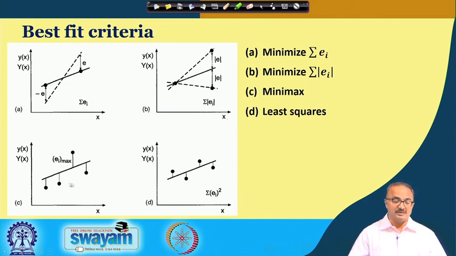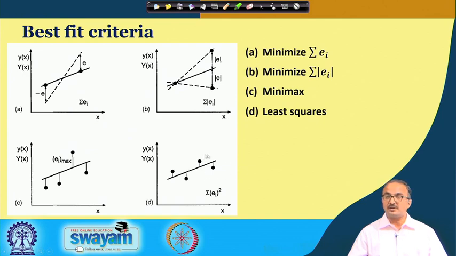The third way is this: we again find the errors at different regressed points. Here we take the errors at different regressed points, and then we try to minimize the maximum error among all these errors. This is called the minimax problem.